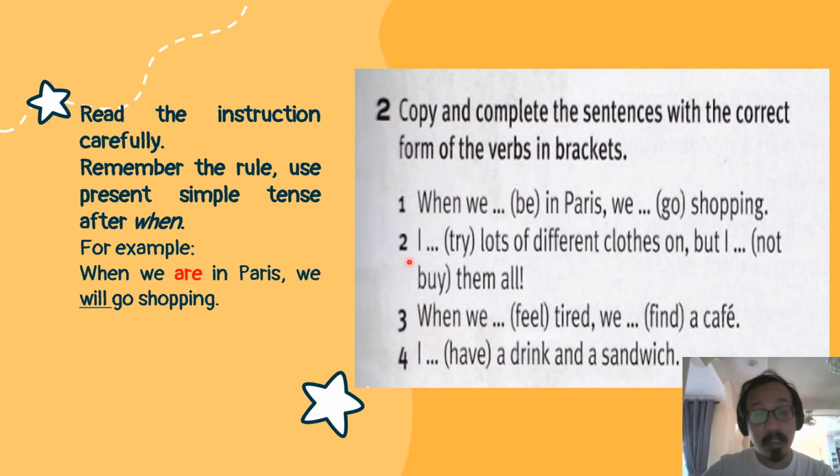Now let's take a look at the second one. If you notice, the second sentence does not start with when. So this present simple tense rule does not apply here. Okay, you cannot go with present simple tense here. You don't say I try lots of different clothes on. That would be wrong because it does not start with when. Okay, so let's just look at the sentence first. I try lots of different clothes on, but I not buy them all.